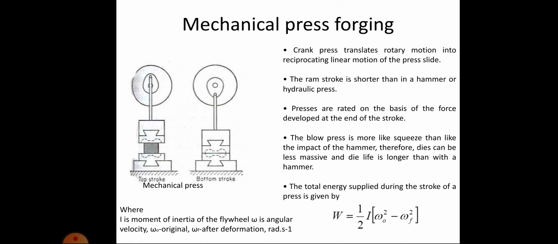The total energy supplied during the stroke of a press is given by W is equal to half I into omega O square minus omega F square, where I is the moment of inertia of the flywheel, omega is the angular velocity, that is omega O original angular velocity, and omega F angular velocity after deformation. Omega is calculated in radian per second. You can see the ram and the die and the workpiece also in the diagram. Both the strokes are there, that is top stroke and bottom stroke, that is upward stroke and downward stroke.